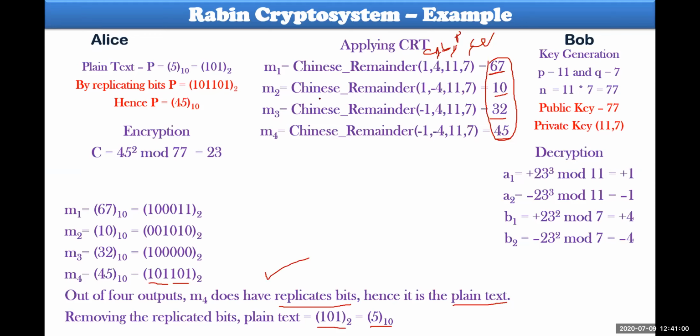If replication could not be done, and if you refer to some textbooks, this replication is not given. Almost all textbooks do not give it. So if replication is not there, you have to decide which is the actual plain text among these four, and that could be somewhat of a problem. To avoid such confusion, take one plain text like this, replicate the bits, compute in terms of the decimal system, and then follow the same procedure.